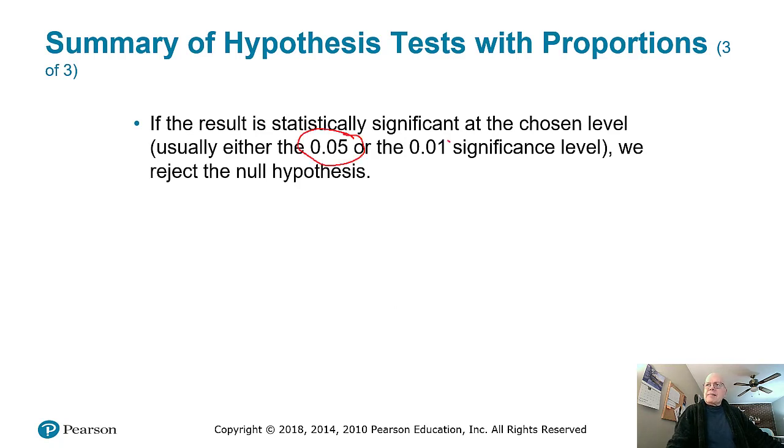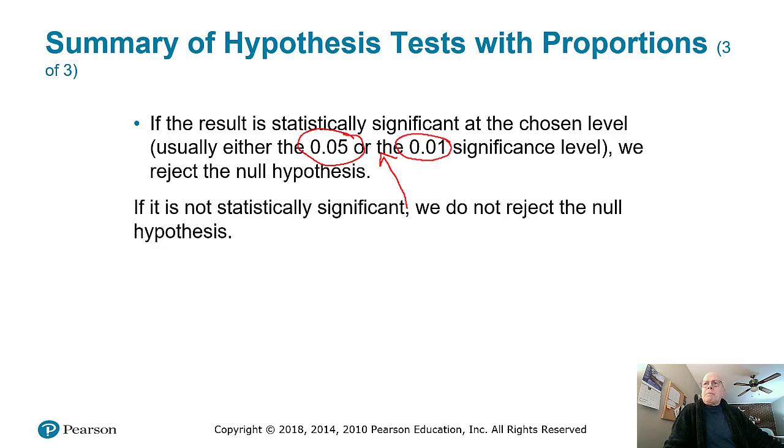Decide in advance how significant you want to go. Otherwise, what if it turns out that the p-value is in between those two? Well, someone might cheat and say, well, I didn't really mean 0.01, I really meant 0.05. That's not right. If it's not statistically significant at whatever level of significance we chose, we won't reject the null.